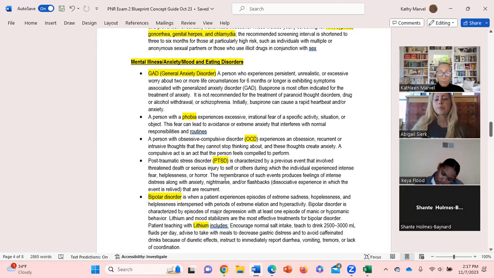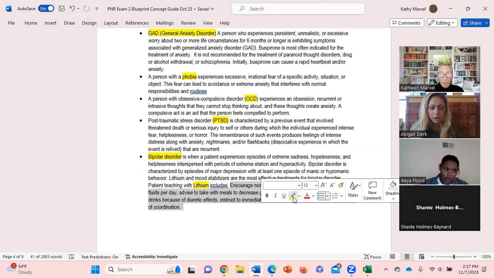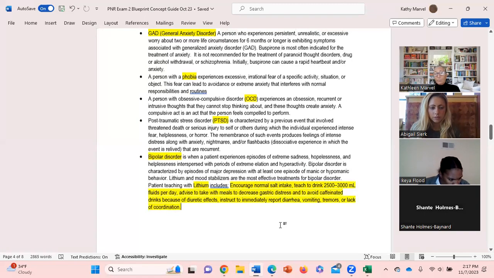And then the one thing to pull out with the bipolar is the lithium. So I have it highlighted. Let's say you were teaching a client who is just diagnosed with bipolar and they were put on lithium. What are you going to be teaching? What are your instructions going to be? Reach out to the healthcare provider if they have diarrhea, tremors, lack of coordination. There's your side effects.